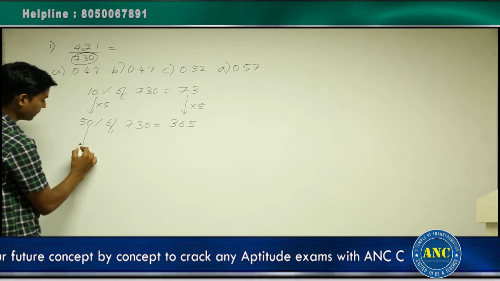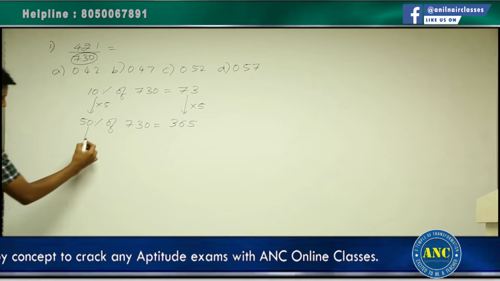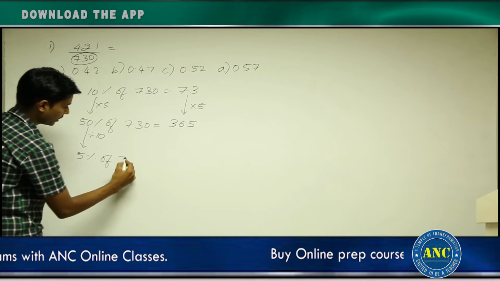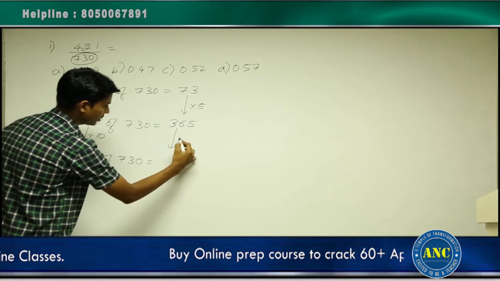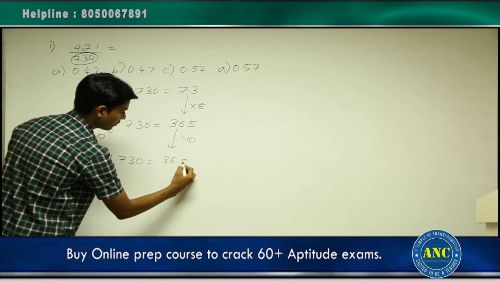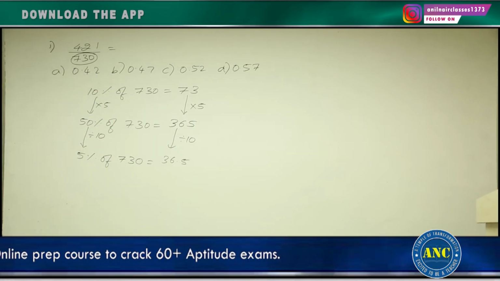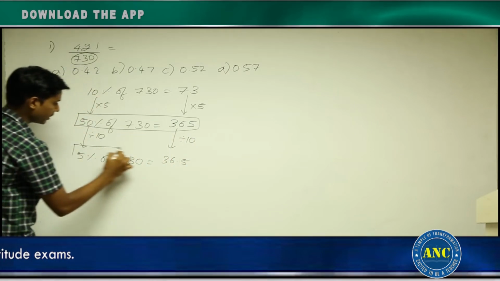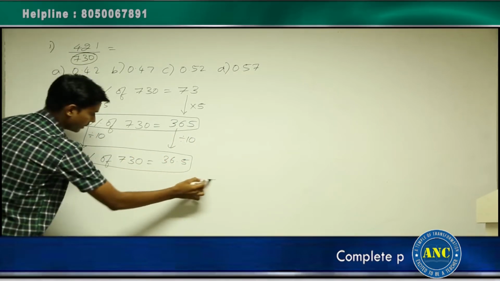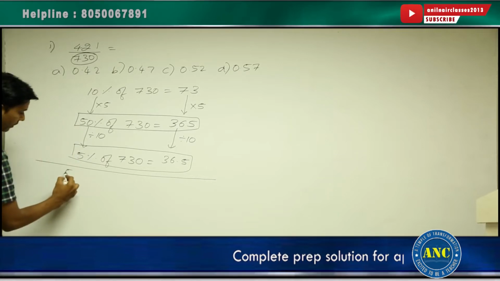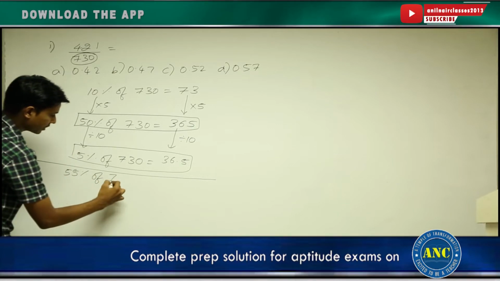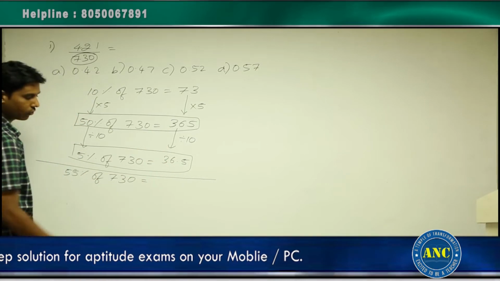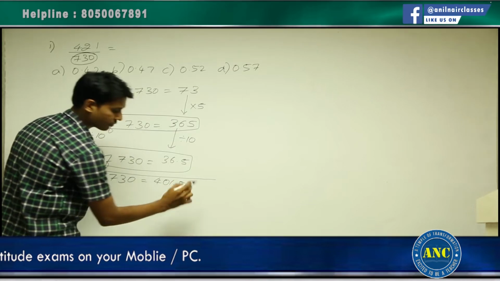See here. Suppose I divide this by 10. How much will I get? 5% of 730. This is nothing but this also divided by 10: 36.5. Till now, what have you got? 50% of 730 is 365. 5% of 730 is 36.5. That means 50% plus 5%, 55% of 730. 365 plus 36.5 is 401.5. You got 401.5.